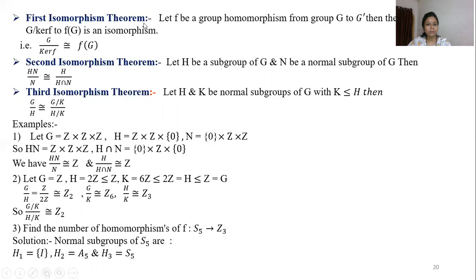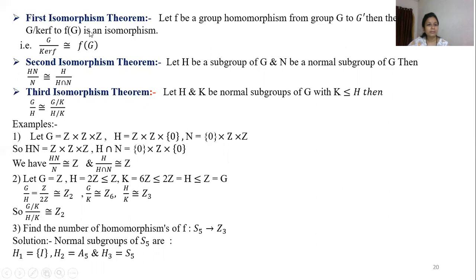What is the first isomorphism theorem? Suppose f is any homomorphism from a group G to a group G dash. Then G by kernel of f is isomorphic to f of G. This mapping is an isomorphism, meaning both are isomorphic to each other. G by kernel of f is isomorphic to f of G. What is f of G? It is the range set of the function f.